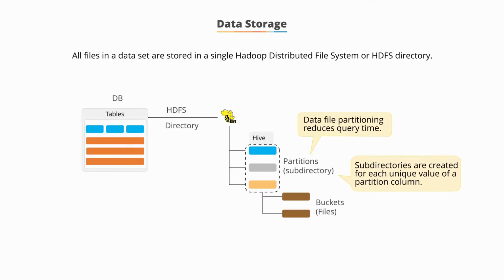In the case of partitioned tables, subdirectories are created under the table's data directory for each unique value of a partitioned column. You will learn more about the partitioning features in subsequent sections.